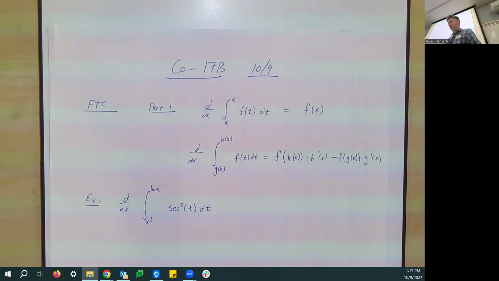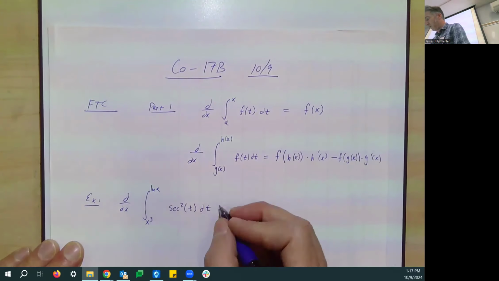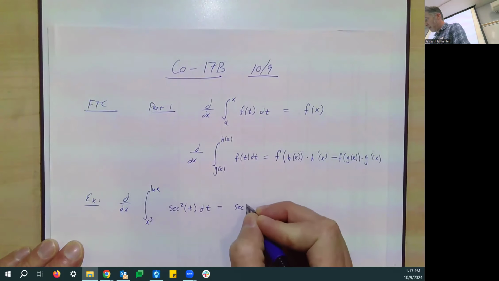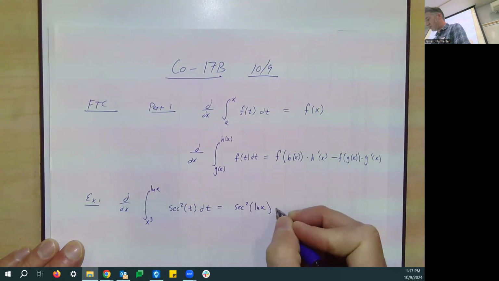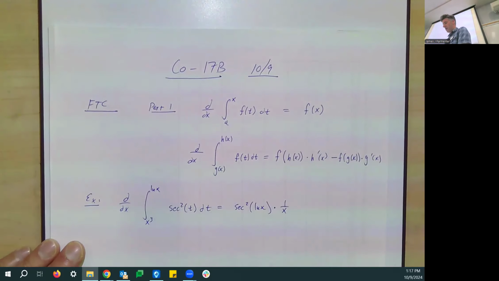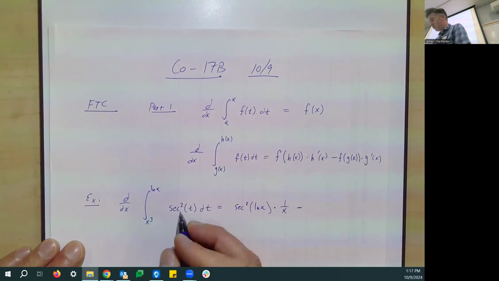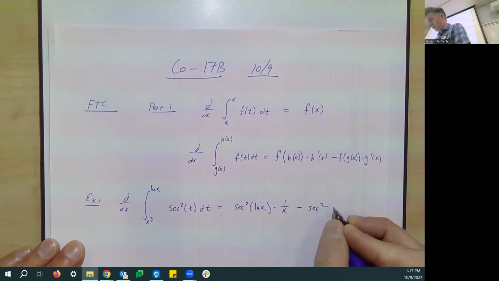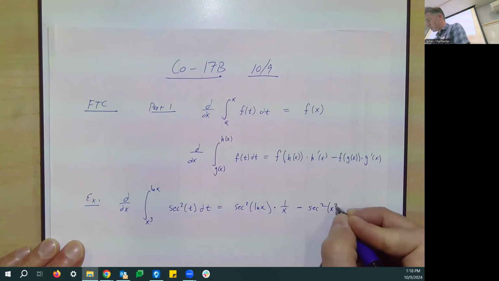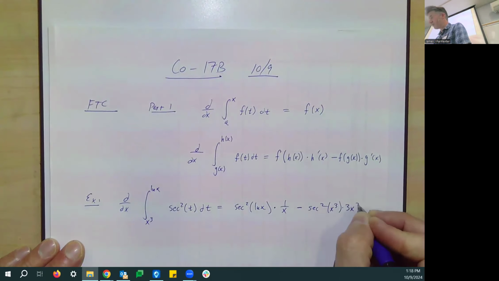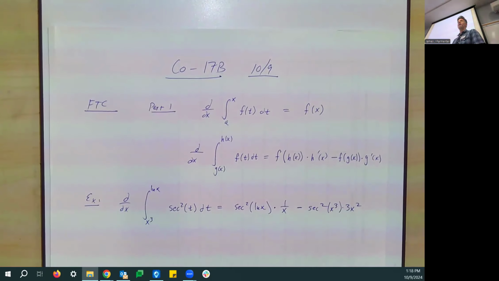Say, oh yeah, I know the derivative of the antiderivative of secant squared of something is secant squared of something. But the something is now first the natural log of x, and then we multiply by the derivative of the natural log of x. And then we subtract, and then we do secant squared of x cubed, multiplied by the derivative of x cubed. This is the way you should answer a question like this.